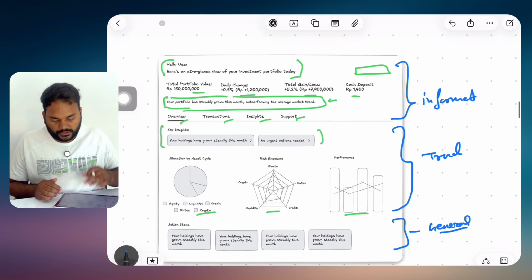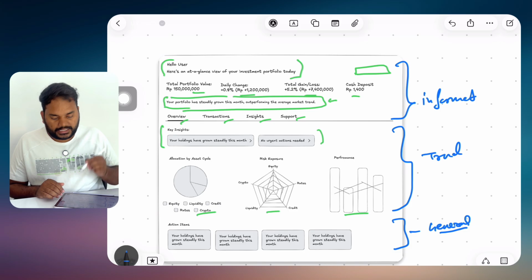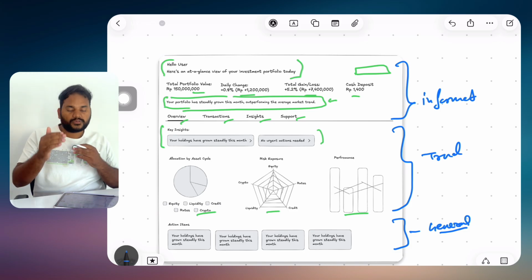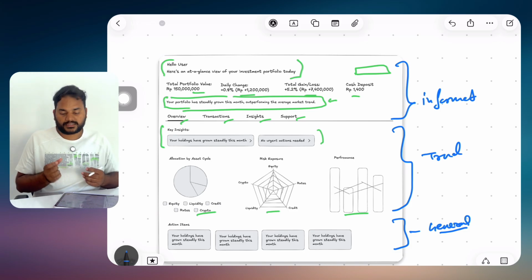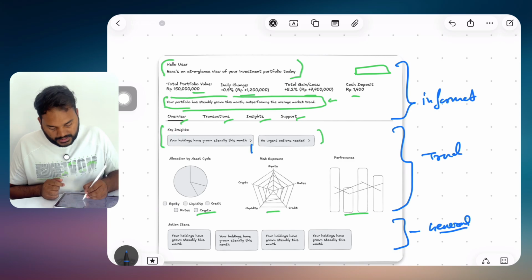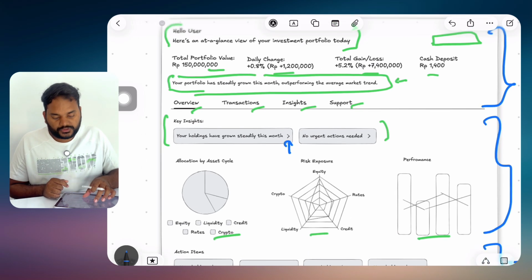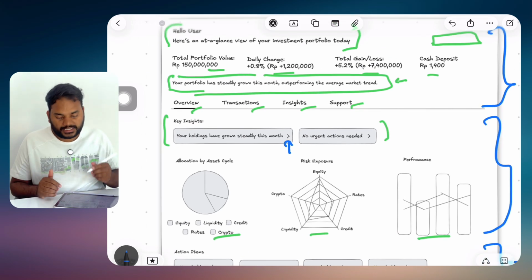For example, if you see on the top card, there is information and then there is key insights. So between the two, information and trend, you are giving the information as a text that they can click on it and take an action. So these arrows which you are seeing on your screen are for the user to take the action and inform the user that they are clickable.